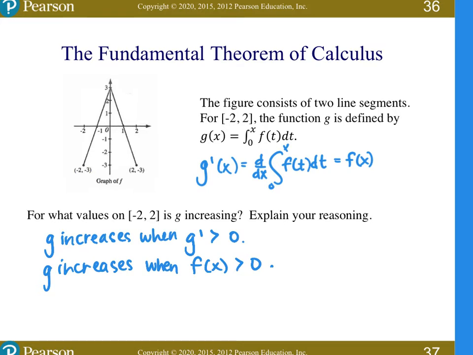Well, just looking at the graph of f, I can tell that f of x is greater than 0. It's above the x-axis. So that's happening from -1 to 1. That's my reasoning. So you could reverse the order of that. You could say G increases on -1 to 1 because G increases when G prime is greater than 0. And since G prime is equal to f of x, it would increase when f of x is greater than 0.